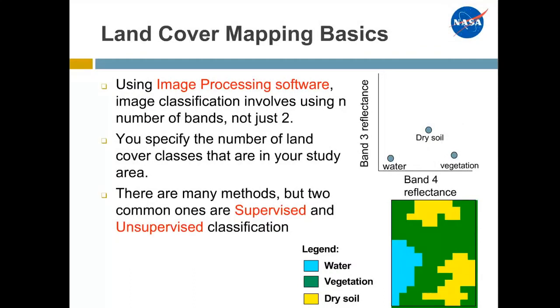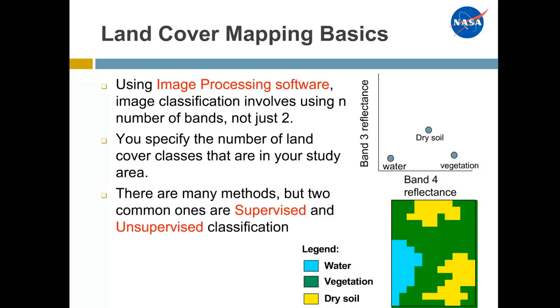Image processing software can be used to separate out the different land cover types using this method. All pixels that have similar reflectance characteristics to each of the land cover types will be labeled the same. Of course, Landsat imagery has more than just 2 bands, so the software uses any number of bands that you choose. You can also specify the number of land cover classes that are in your study area. In this example, there are only 3 land cover classes: water, vegetation, and dry soil. But in reality, of course, there are many more.